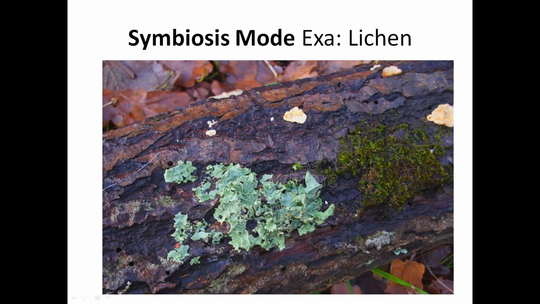For example, an organism like lichen follows this symbiosis mode of nutrition, where the chlorophyll-containing partner, algae, prepares food and shares it with its partner, and the non-chlorophyll partner, that is fungus, gives shelter and provides water and minerals to its partner, and both are getting benefited. You can see here properly. This is an example of lichen.